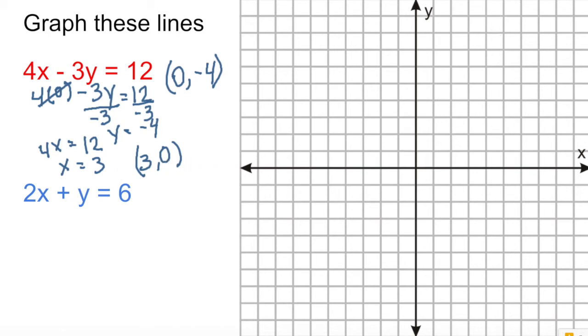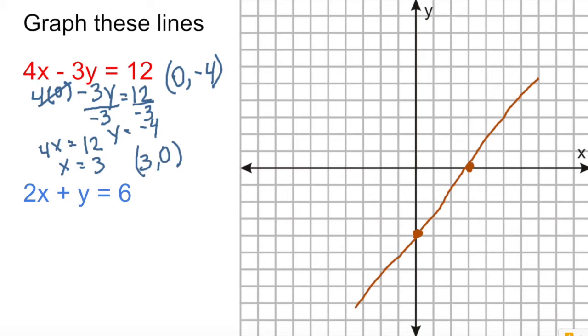Now let's graph these. Okay, 3, comma, 0, 1, 2, 3, comma, 0, that's 1 point on the line. And then 0, comma, negative 4. 0, comma, negative 4 is going to be what, here? So that's another point. So that's 2 points on this line. Now we can just draw the line that passes through those 2 points. It looks something like this. So roughly that's the first line.